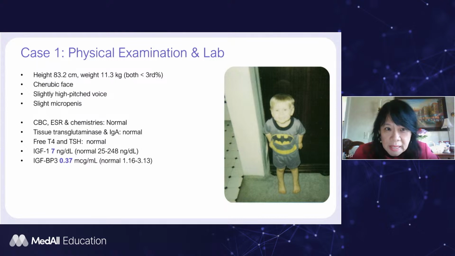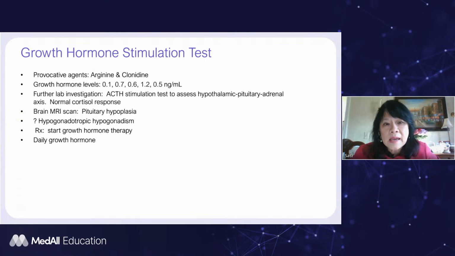So the next step is to do a growth hormone stimulation test. And we have the option to do arginine clonidine or arginine glucagon. We always use 2 agents, to avoid any false positive or false negative results. And his growth hormone levels during the test are very low. You can see that the peak is only 1.2.